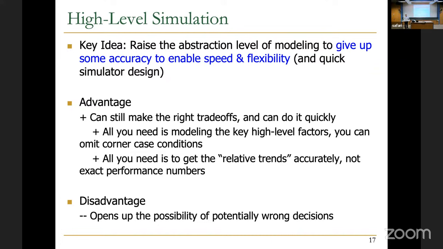So you don't care about, for example, row buffer heat. You don't care about the channel conflict. You don't care about the load. You don't care about anything. You just say that, okay, whenever I access memory, that's the latency to bring data. So it might work for the workloads that, for example, are not that memory intensive.